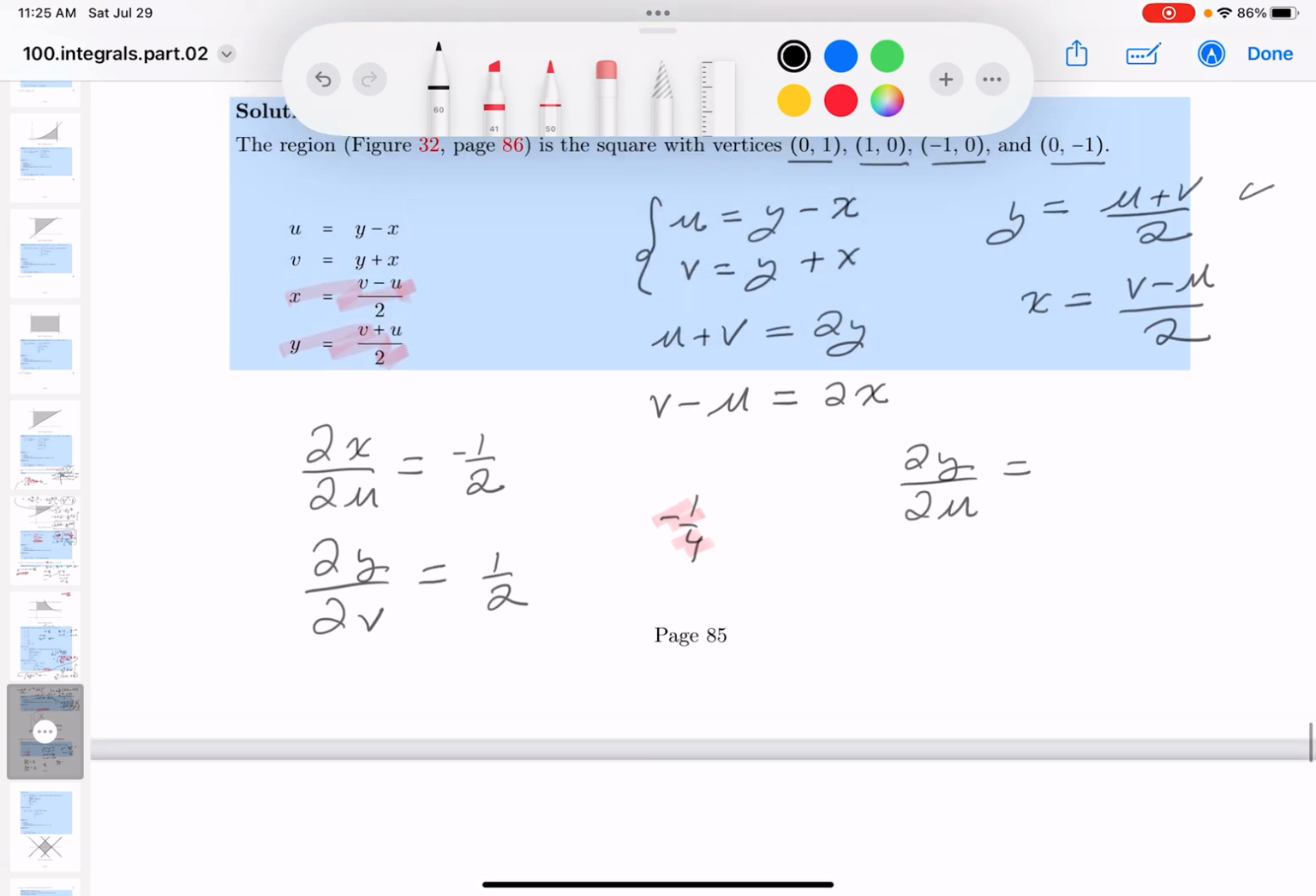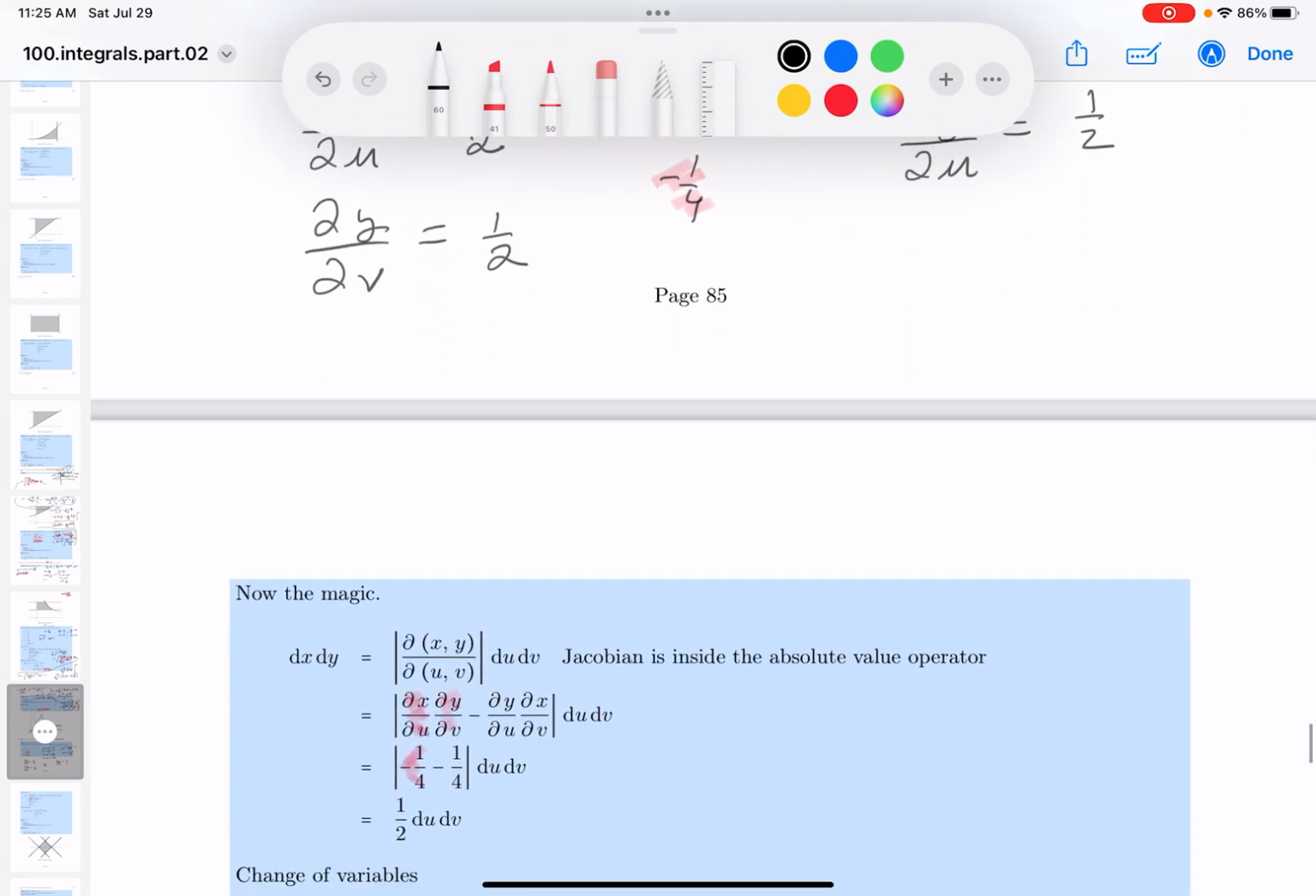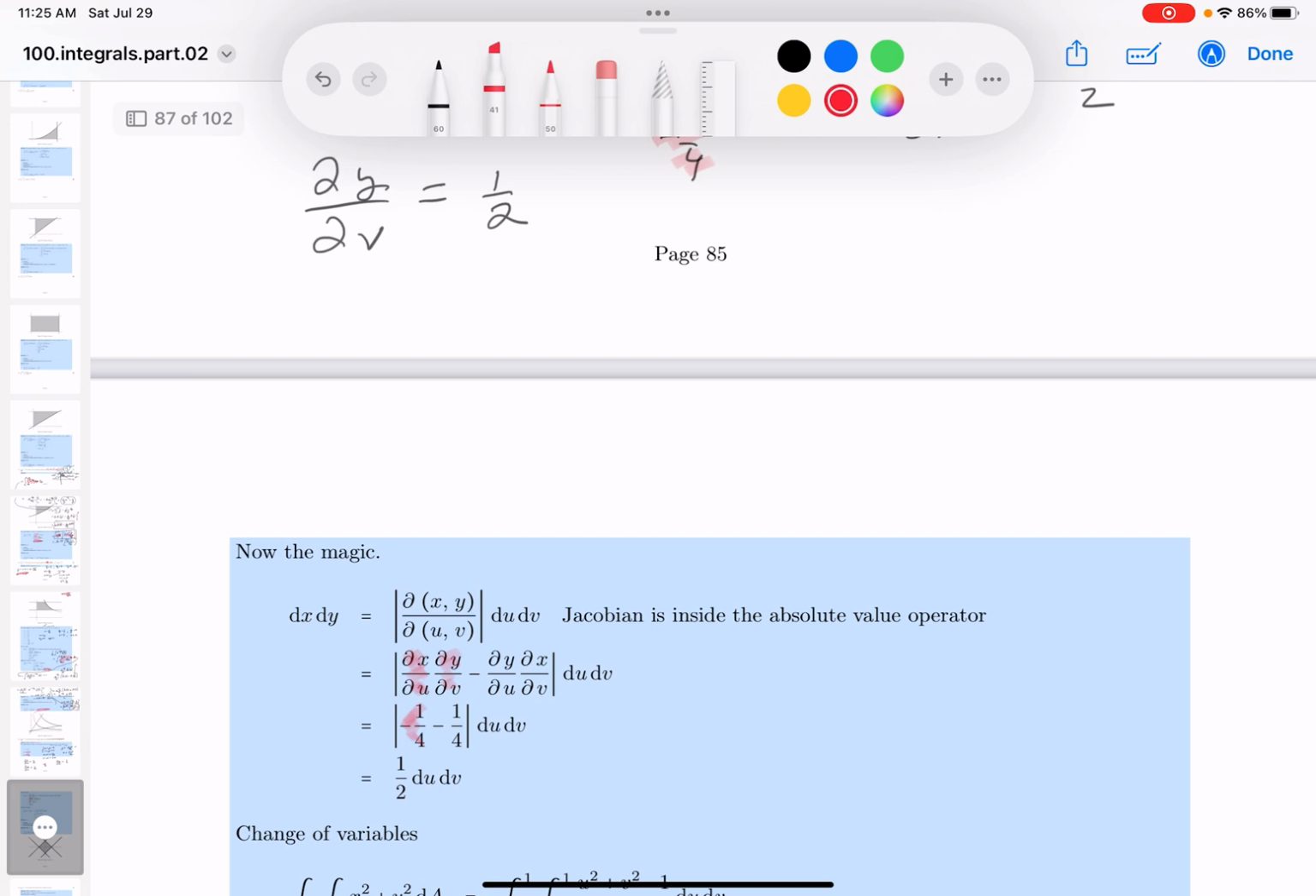Okay, let's look at that. Partial y, partial u is 1/2. All right, let me point out what we just did over there. We just did this. Now we're going to do partial x, partial v.